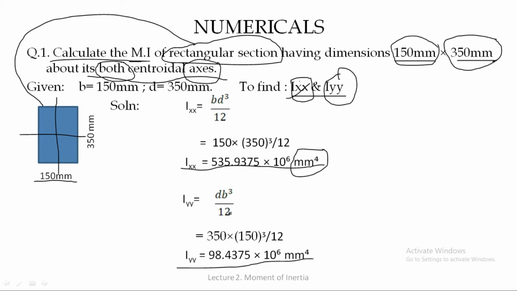It is a simple numerical. You just have to write the formulas and put in those values. Okay, so in such a way we have found IXX and IYY. Remember that the numericals from this topic will be asked for 4 marks. This numerical was never asked; it is just for the beginning.